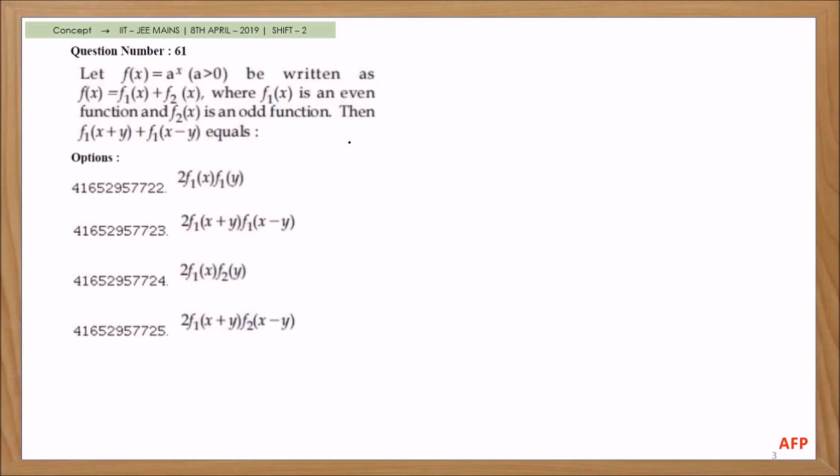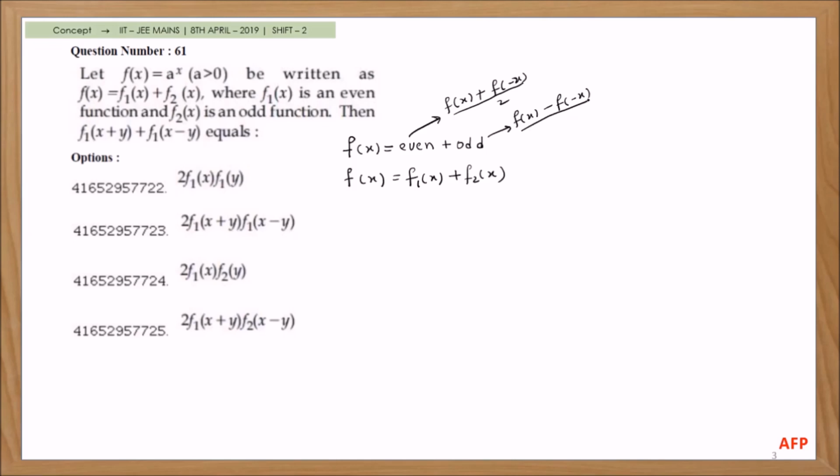So we all know that every function can be expressed as an even function plus an odd function, that is, the sum of an even function and an odd function. That is what is given here. f(x) = f1(x), which is an even function, plus f2(x), which is an odd function. The even function can be written as (f(x) + f(−x))/2, and the odd function as (f(x) − f(−x))/2.